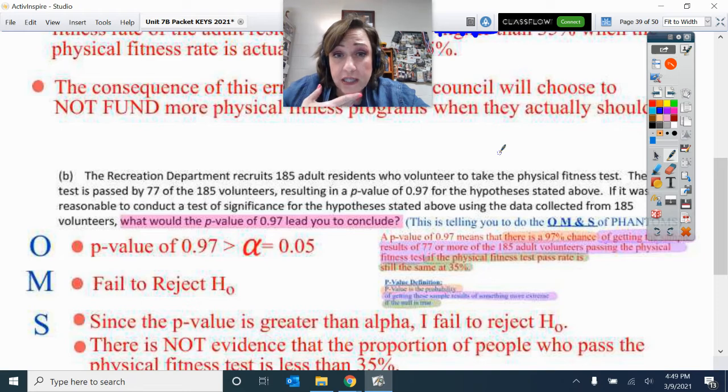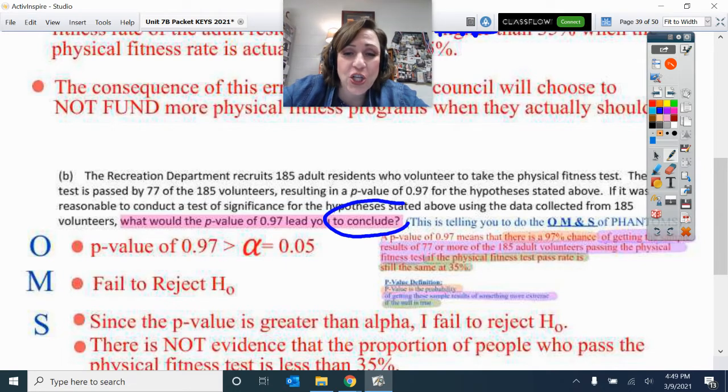So I'm just going to be honest. My first thought process on this, I did this question wrong. I was thinking it was asking me to interpret what that p-value means. But it's just saying, what would I conclude from that p-value?